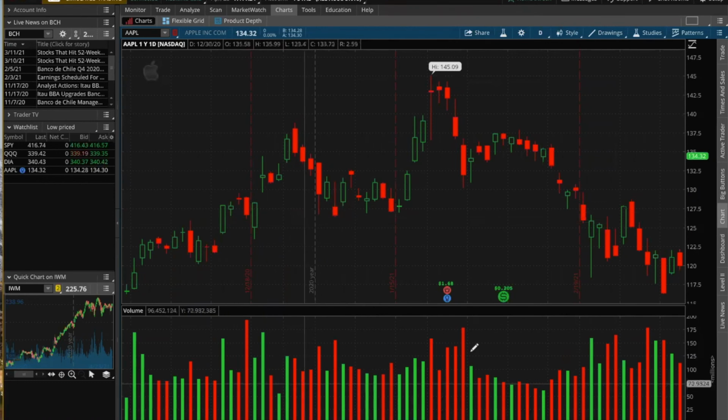Again, you could change the volume, you could change the colors, whatever is more your preference. This is just the way I like to do it. I like to have the red and green and also the matching volume separate, so it's just a little bit cleaner. So hopefully you enjoyed. And in the next video, we're going to start drawing resistance and support.